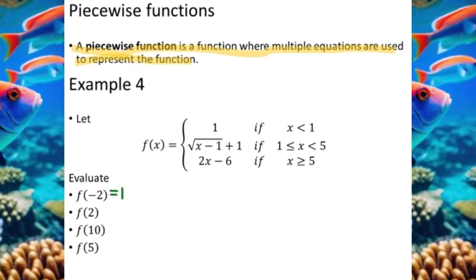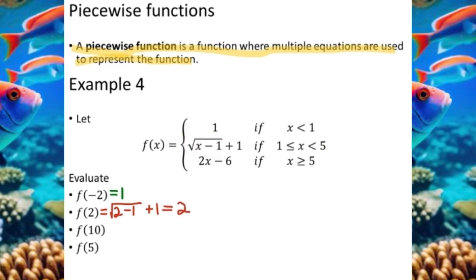To evaluate f of 2, that means we're plugging 2 in for x. But which condition does x equals 2 satisfy? Well, 2 is not less than 1, so we won't use the first equation. But 2 is in between 1 and 5, which means we're going to use the second equation. And we don't have to check the third equation because piecewise functions are functions. That means for every x, we should get one function value out of it, so the conditions will not overlap. So using our second equation, replacing x with 2, we have that f of 2 equals the square root of 2 minus 1 plus 1, which equals 2.